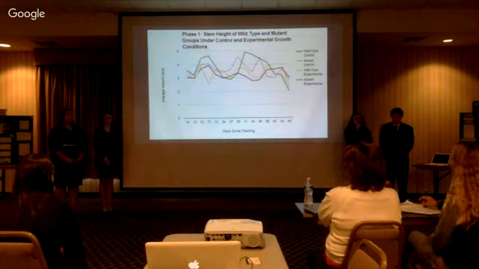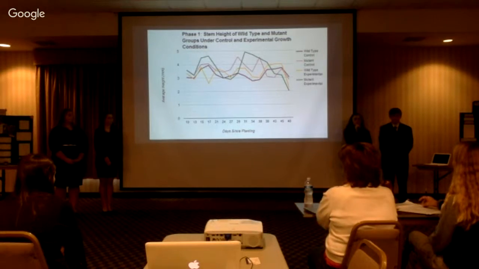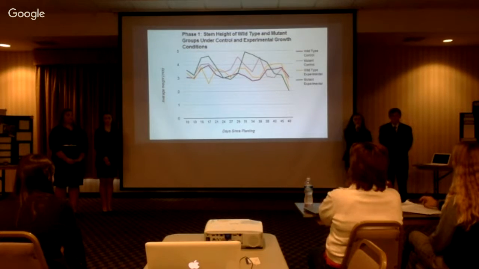So this graph shows the plant stem heights of all 4 Arabidopsis thaliana groups. As you can see, the mutant experimental plants have the highest plant stem averages of all these groups. This is significant because even though all of the experimentals did die, the mutants still managed to have a pretty high stem height growth. Similarly, all controls and all experimentals did not show a steady growth pattern, and all experimentals' averages decreased drastically due to plant mortality.